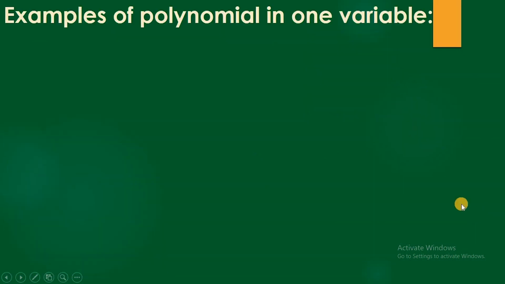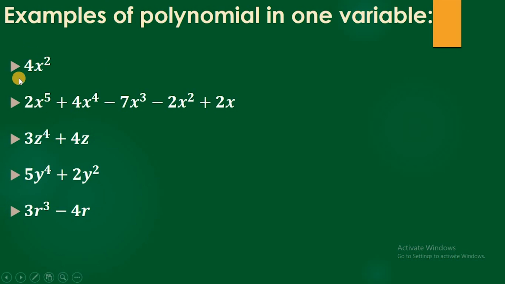We'll move on to the next topic, that is examples of polynomials in one variable. Now we know that one variable means it should have only one alphabet. Here I have a list of examples. In the first case, we have 4x square. Here we have only one variable, that is x. Again, here we have 1, 2, 3, 4, 5 terms, and the variable is only x, and all are raised to the power of a whole number. Therefore, again, it is a polynomial in one variable. Poly means many, so we have 5 terms over here.